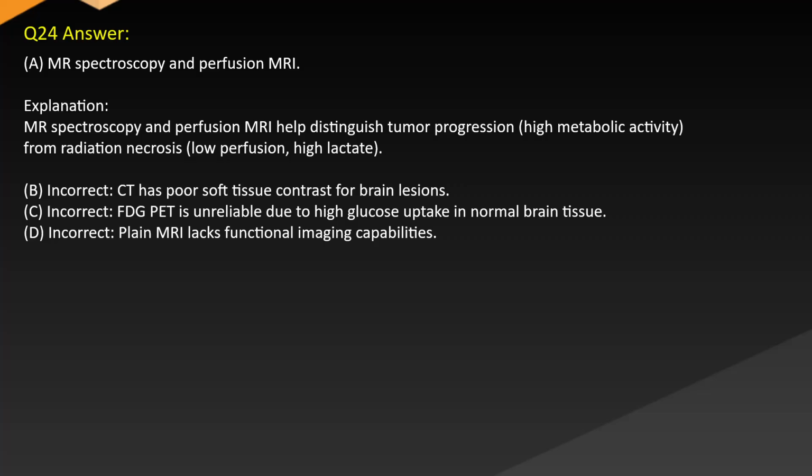Answer: A. MR spectroscopy and perfusion MRI. Explanation: MR spectroscopy and perfusion MRI help distinguish tumor progression, with high metabolic activity, from radiation necrosis, with low perfusion and high lactate. B. Incorrect. CT has poor soft tissue contrast for brain lesions. C. Incorrect. FDG PET is unreliable due to high glucose uptake in normal brain tissue. D. Incorrect. Plain MRI lacks functional capabilities.